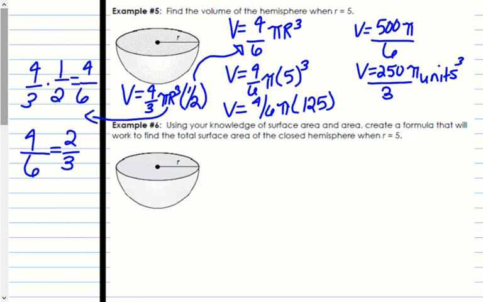Okay, we're going to do the rest of these in class together. These two formulas you will have to know. As I've showed you before, the volume formula is on the Geometry FSA reference sheet. The surface area formula is not.